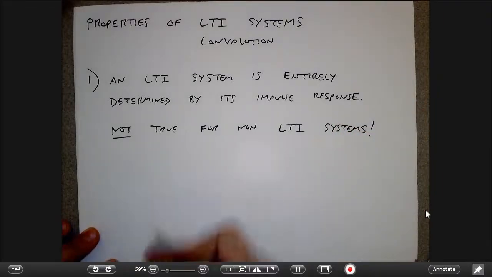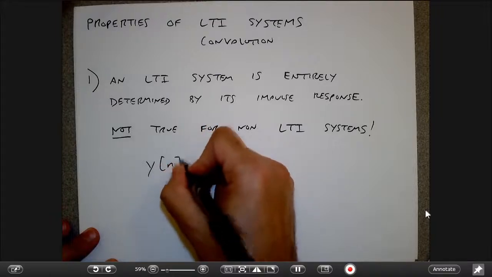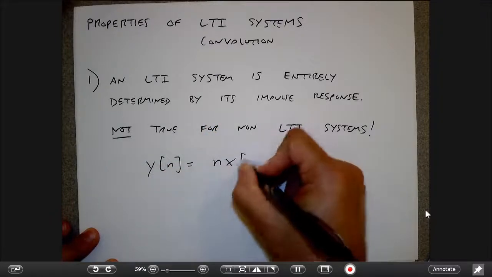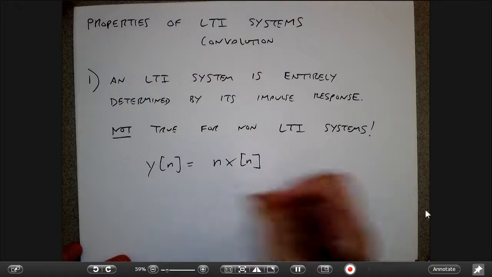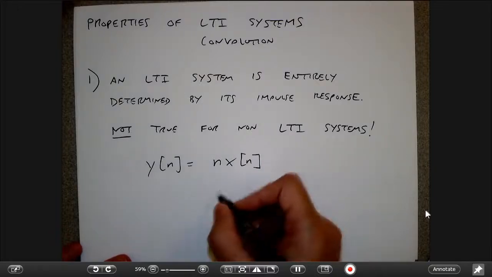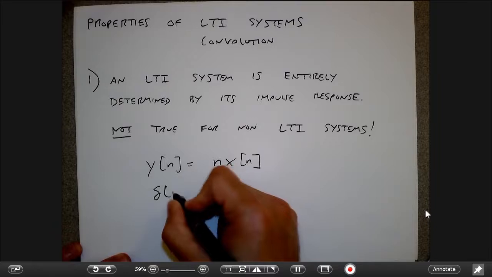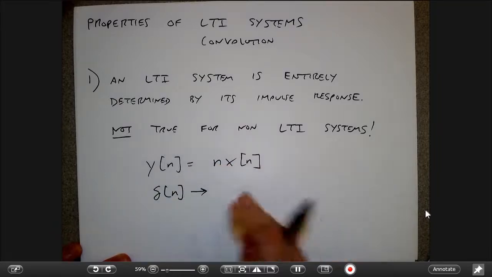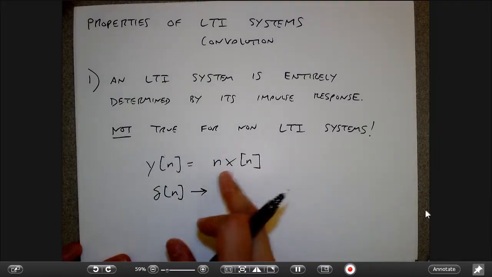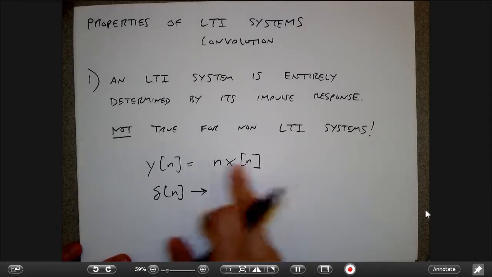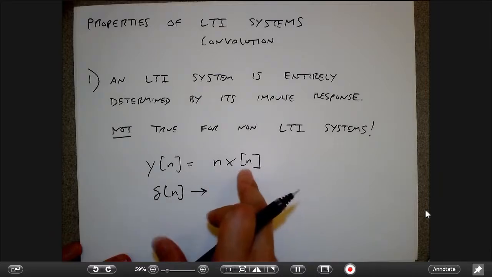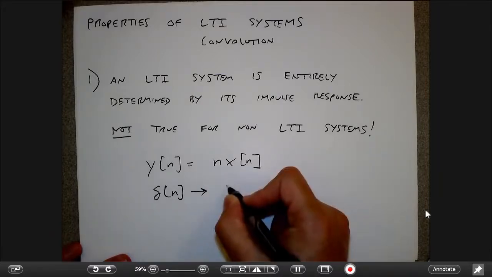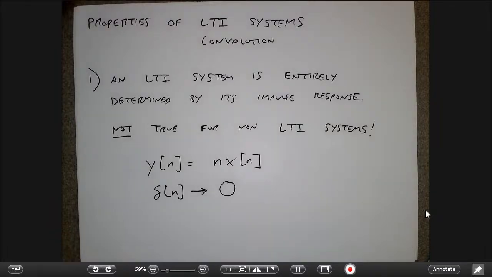To be clear, here's a system that is not LTI. In particular, it's not time invariant, okay? And so what happens if I put the delta function into the system? Well, at 0, I get x of 0, which is 1, times 0, which is 0, so I get nothing. When n is not equal to 0, the delta function is always 0 everywhere else. And so when I put the delta function into the system, I get exactly 0, right?